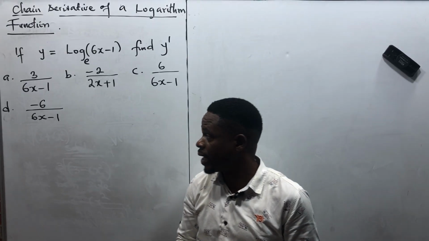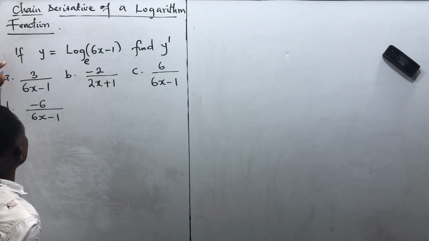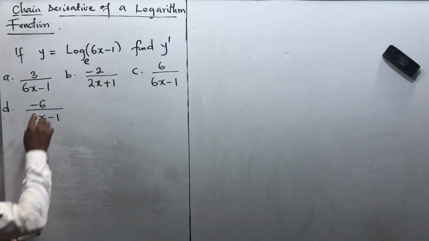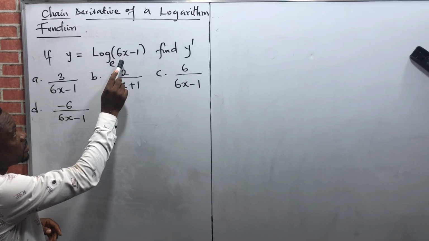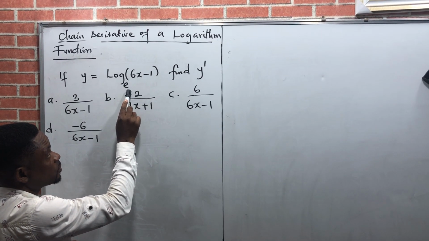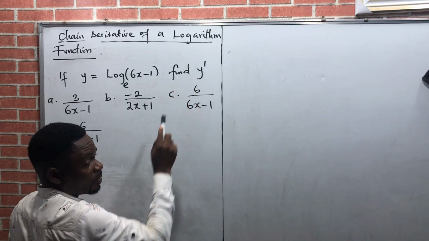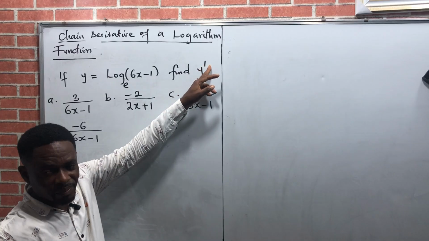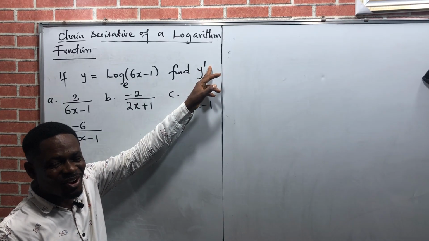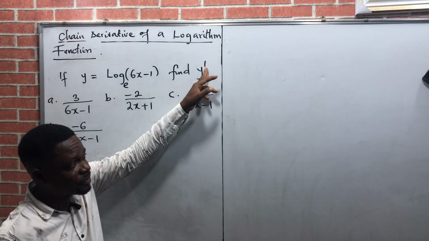Now, I want you to look at this particular question. If y is log of (6x minus 1) exponential, the question says find y prime. The prime simply means dy/dx, or derivative, or differentiation.